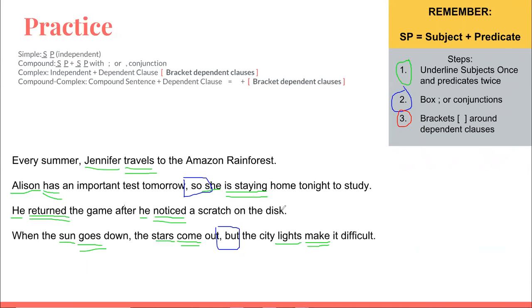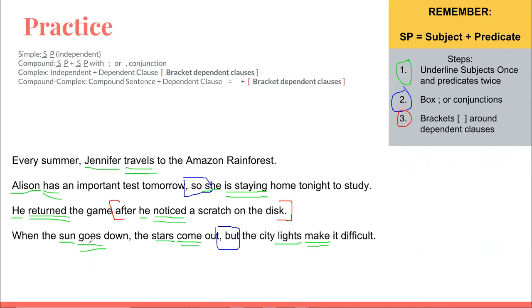After he noticed a scratch on the disc. Can I say that by itself? No. Now, if the word after wasn't there, we could: he noticed a scratch on the disc. But that word after is a subordinating conjunction. So use that list. You can copy it down from the slide at the beginning of this video, or you can look it up as a subordinating conjunction list. So that is a bracket because it doesn't complete a thought.